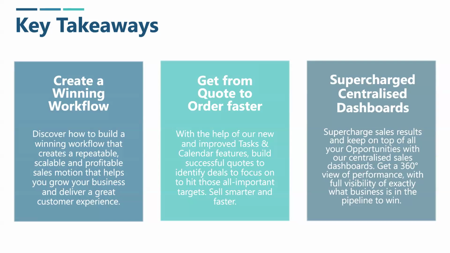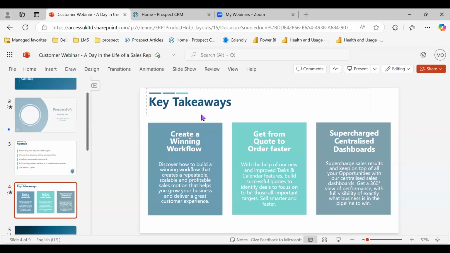Next, you'll be able to speed up the process from quote to order. The word here is quote to order. With our upgraded task feature, you'll be able to create a successful quote faster and more efficiently. The last one is that you'll be able to maximize your sales potential with a supercharged centralized dashboard that keeps you on top of every opportunity. Centralized dashboard, it's just a very cool word.